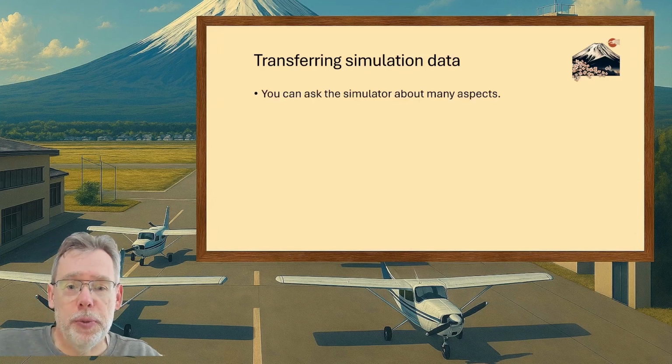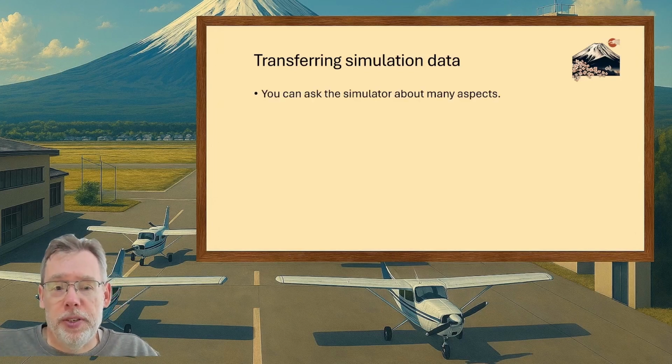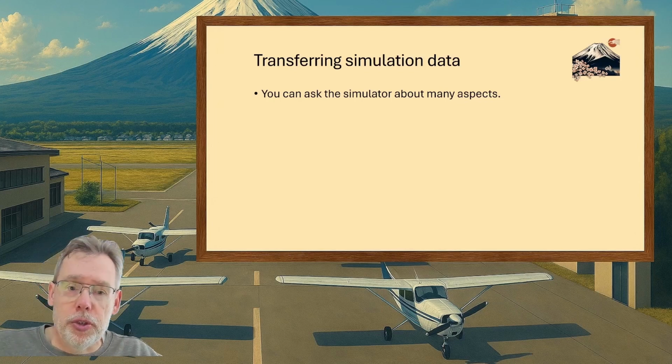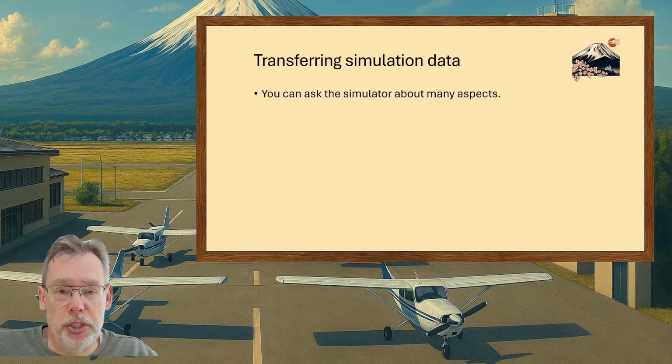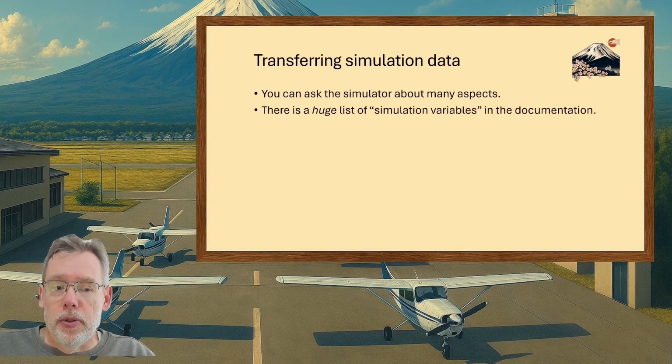You can ask the simulator about many aspects of what is happening, both within the world, but also within the aircraft that the user is using and the other aircraft or vehicles that can be shown within the simulator. Also, you can ask about the flight plan. There is a huge list of simulation variables available, and you can find them in the SDK documentation.